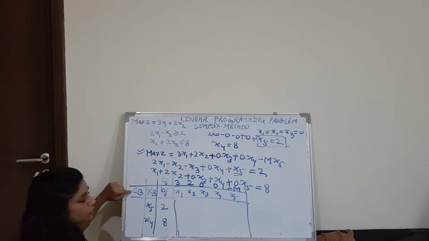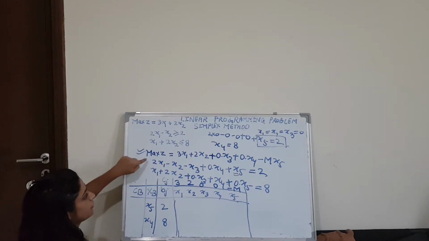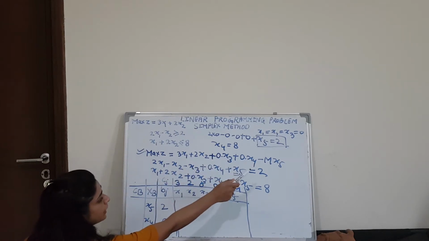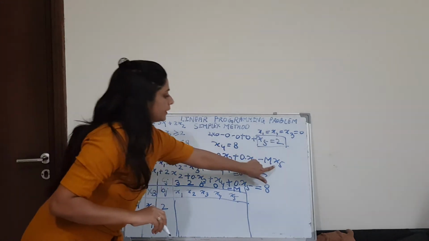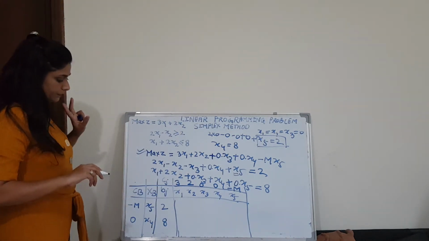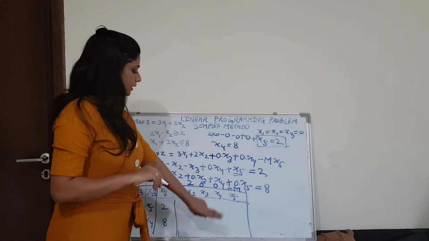Now Cb is the coefficient of x5 and x4. Coefficients we will take from this equation, x5 and x4. x5 coefficient is minus m and x4 coefficient is 0. So Cb is the coefficient of these variables. Now we will fill this table.